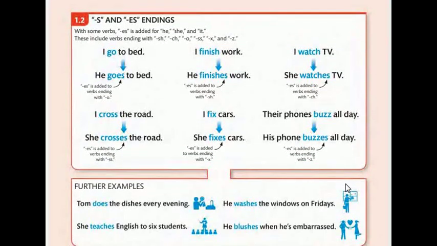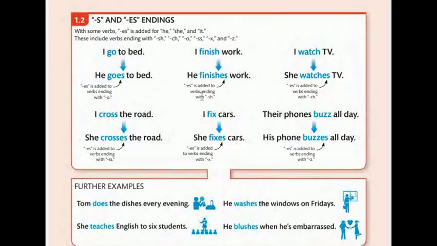Next one, 1.2. S and es endings. With some verbs, es is added for he, she, it. This includes verbs ending with sh, ch, o, double s, x, and z. For example, I go to bed, he goes to bed. Es is added to verbs ending with o. I finish work, he finishes work.